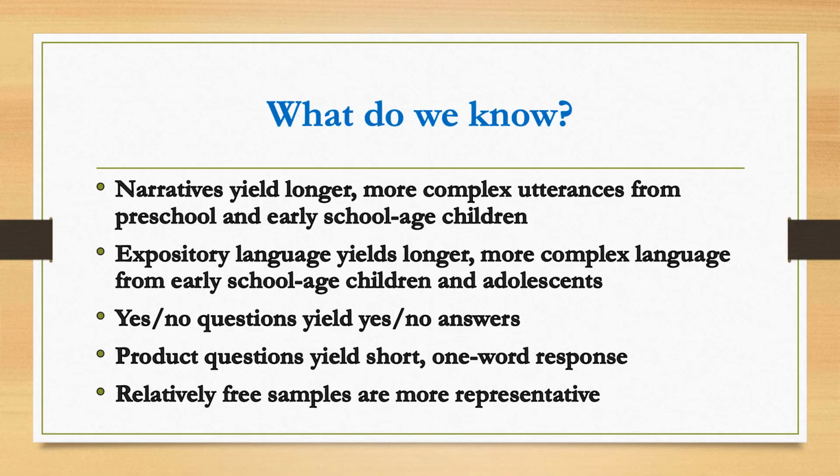Some authors have proposed simply omitting these utterances, but we felt that one-word utterances do represent how children interact, and deleting them altogether inflates values such as MLU. Similarly, product questions such as, "What's that? When did you go? Where did you go?" tend to yield one-word responses as well. And overriding all of this is our knowledge that relatively free samples with little structure tend to be more representative. Now what do we do?